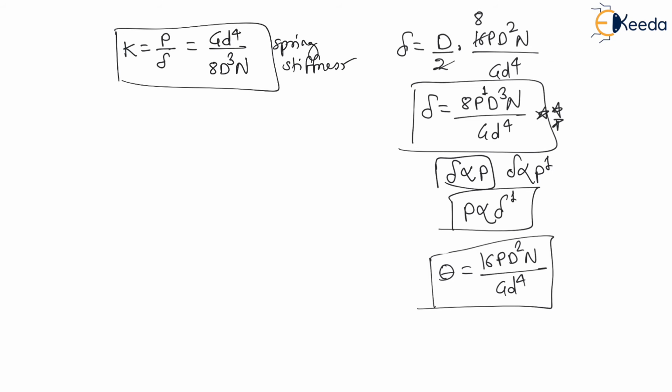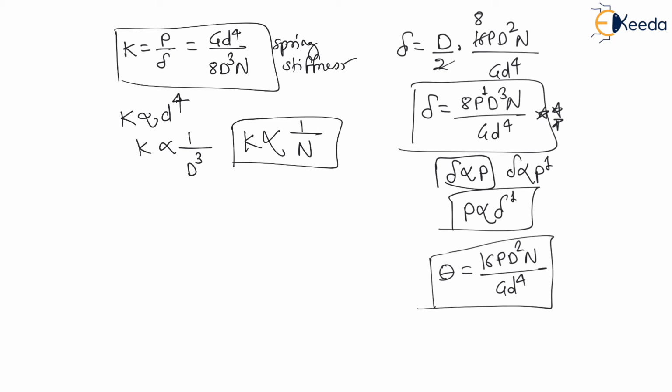So my dear students, here spring stiffness is directly proportional to wire diameter power 4, as well as this spring stiffness is inversely proportional to mean coil diameter cube, and inversely proportional to number of active coils. These are the variations, right? But my dear students, this spring stiffness is always constant, that is P by delta, that is G d power 4 divided by 8 D cube N. For a particular spring it is a constant, right?